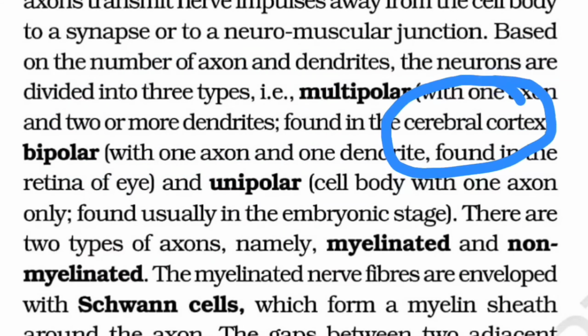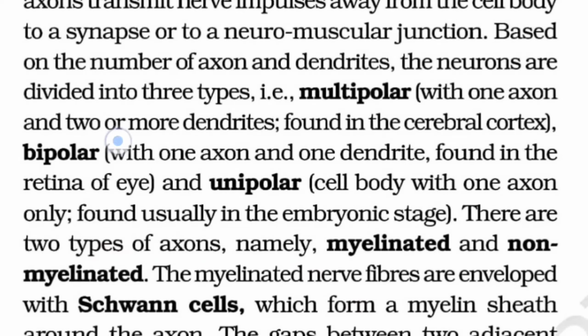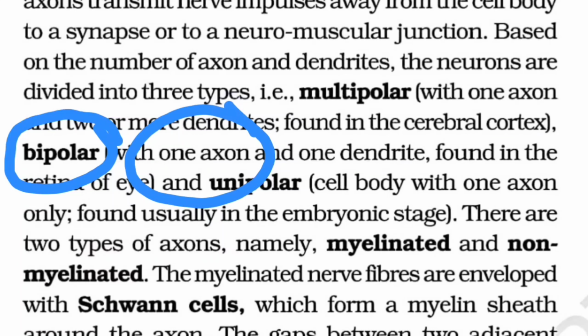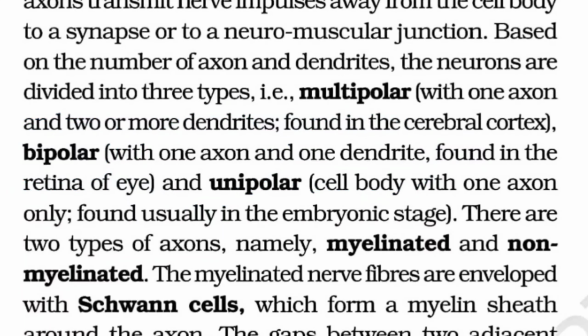It is found in the cerebral cortex, which means the upper portion of the cerebrum. The second type of neuron is called bipolar, which means it has one axon and one dendron. The location of the bipolar neuron is in the retina of the eye.